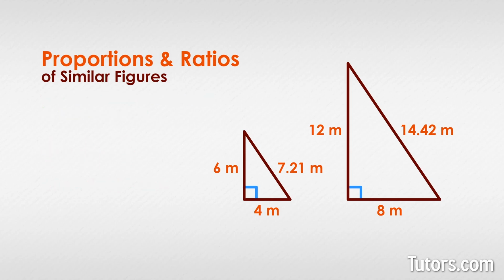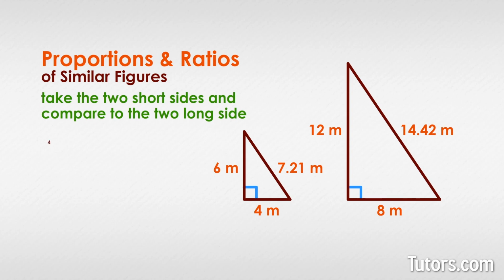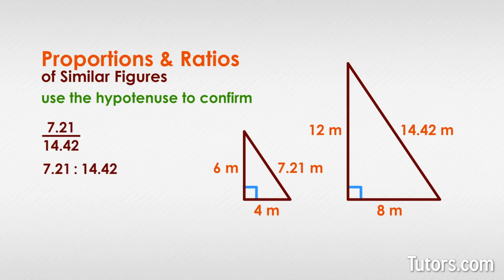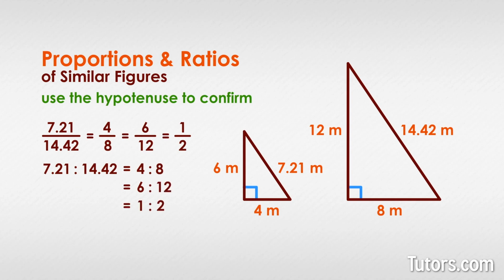You can also compare ratios between the two figures. Take the two short sides and compare them to the two long sides, again either as a fraction or a ratio. The ratios of the triangles are the same. They are 1/2. We can even use the third side, the hypotenuse, to confirm this ratio. When we compare hypotenuses, we get the same relationship. All those relationships simplify to 1/2, which means that these two triangles are in proportion to each other, exactly 1/2 the size of the other.